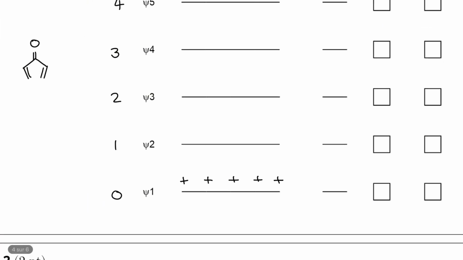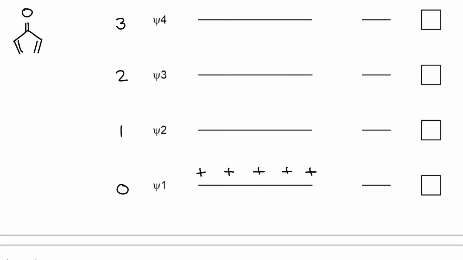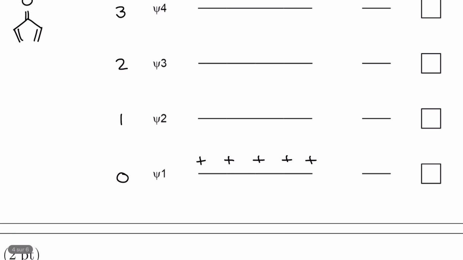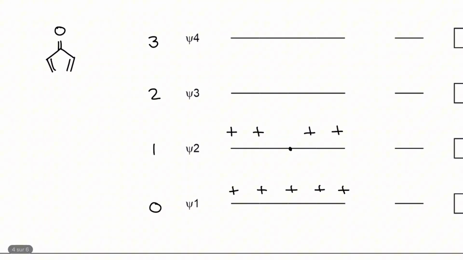And for the second level, there will be 1 node. A way to fit 1 node into this level is to do something like this, so the third p orbital will be non-bonding. Okay, so that's 1 node. And for psi3, which has 2 nodes, you just add another non-bonding p orbital, like so. And now you have 2 nodes.